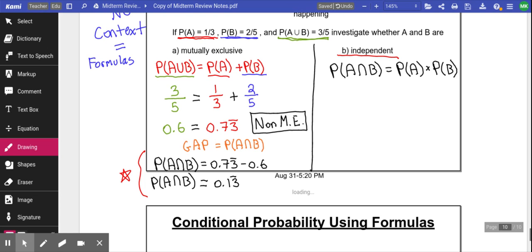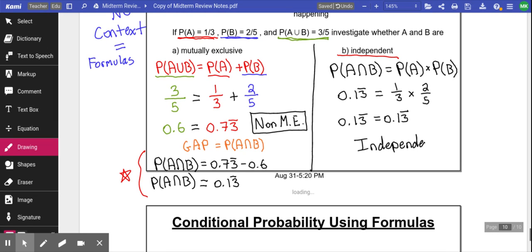Wonderful. Let's test that theory. So probability of A and B was 0.13 repeated. It equals the probability of A, which is 1/3, times the probability of B, which is 2/5. If you put 1/3 times 2/5 in your calculator, you get 0.13. Because that formula worked, these are independent events. And I have proven or justified my answer.